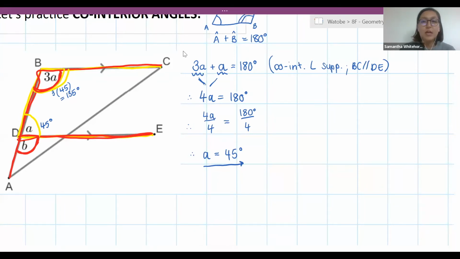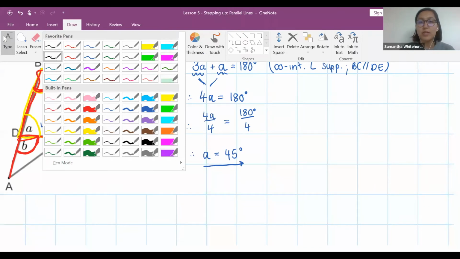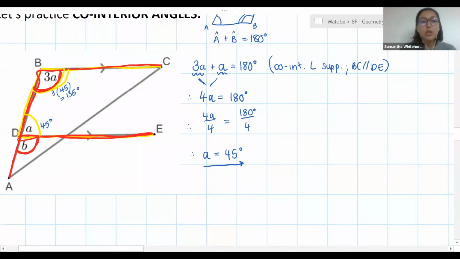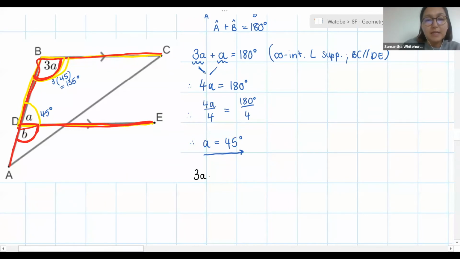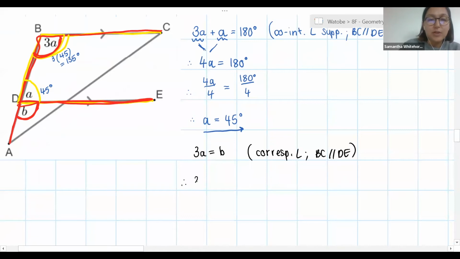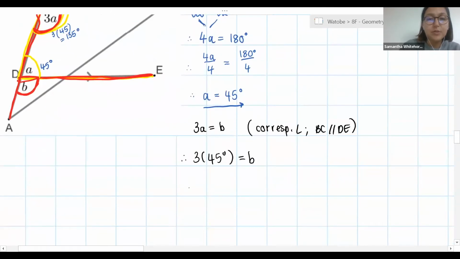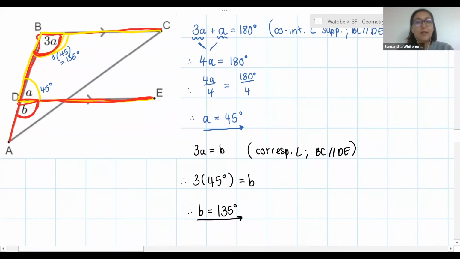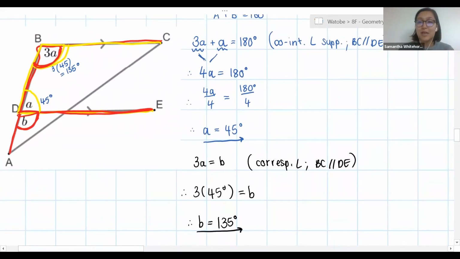If you didn't see that, because you had A, you can use angles on a straight line to work out B. So we know 3A is equal to B because of corresponding angles. And again, my parallel lines are BC parallel to DE. Because I've just worked out that A is 45, I know that B is equal to 3 times 45. And so B is equal to 135 degrees. If you rather worked with angles on a straight line, that's absolutely fine. You will get exactly the same answer.